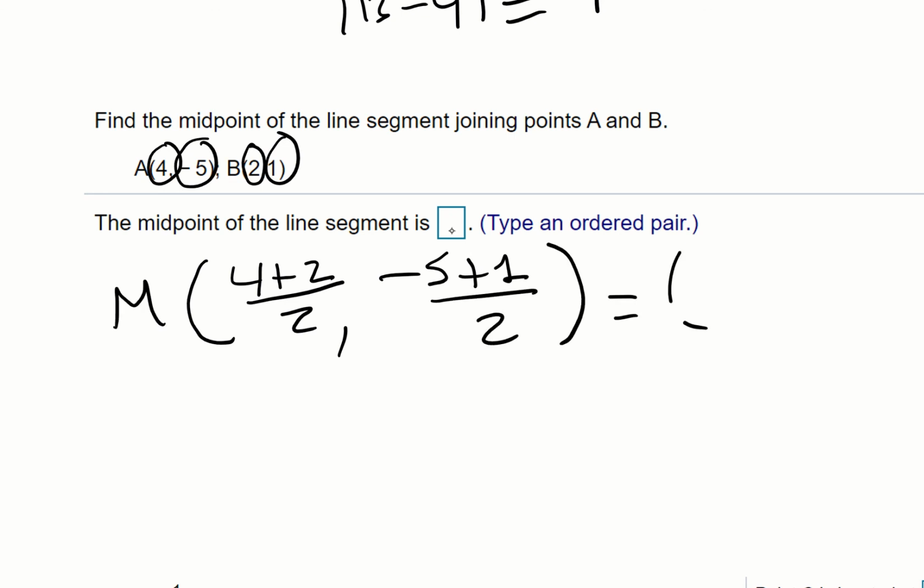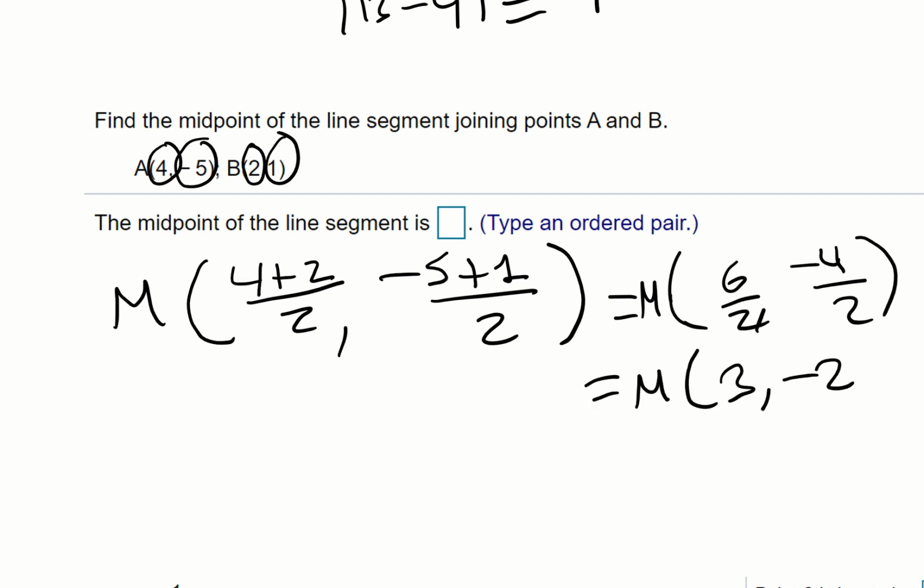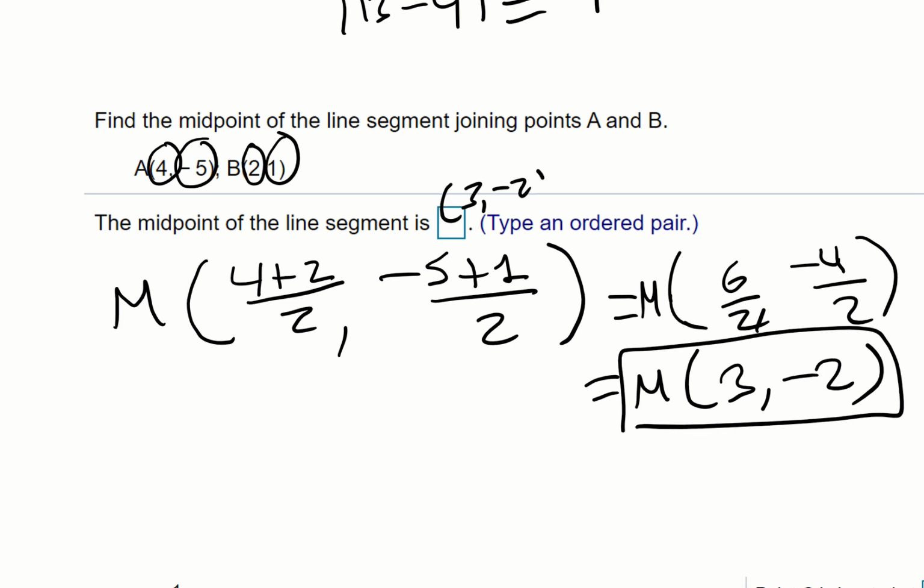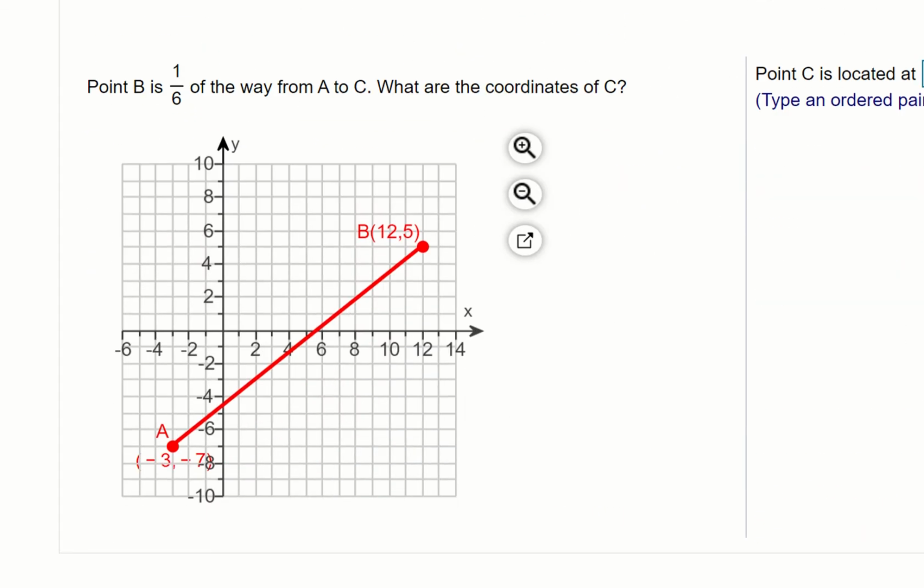And so our midpoint here is, 4 plus 2 is 6, 6 divided by 2, well, that's just 3, right? And then negative 5 plus 1 is negative 4, then over 2. Negative 4 divided by 2, that's just going to be negative 2, right? So let me just show my work here. And that's my final answer. So it's just (3, negative 2). All right, let's look at the next question.